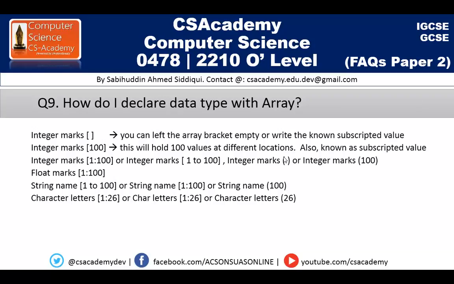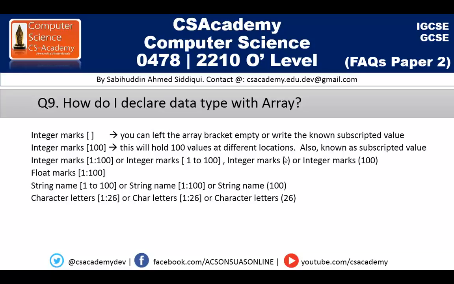Question number 9. How do I declare data type with array? Yes, this is an important question, as there are different methods and different ways in which an array can be declared. If you are going to declare an integer array, you will have to revise your concepts. First of all, the data type needs to be mentioned. That means integer, the type of data is integer, and the array name is marks, right? See that I have used a small m for declaring marks, and the type is integer with empty square brackets.